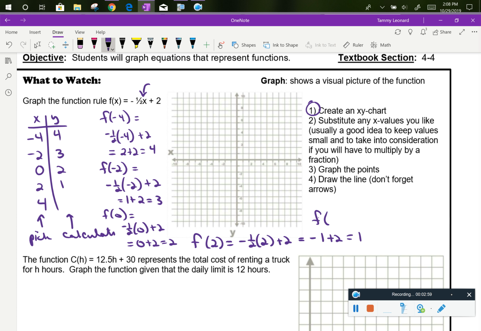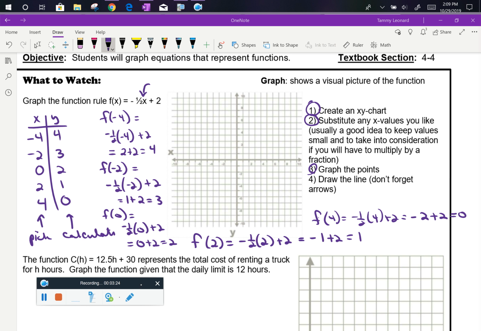And finally, f of 4. So I have -1/2 of 4 plus 2. A negative times a positive is a negative, and 1/2 of 4 is 2. -2 plus 2 is equal to 0. So I've filled out that table. So we've done step 2, substitute any values we like. And next we need to graph the points, step 3.